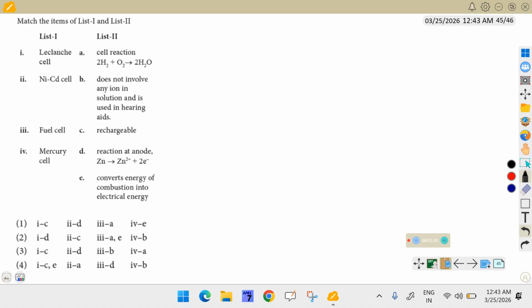Match the following. Leclanche cell, reaction at anode, D. 1 D. Only one option, second option. The remaining you can check.